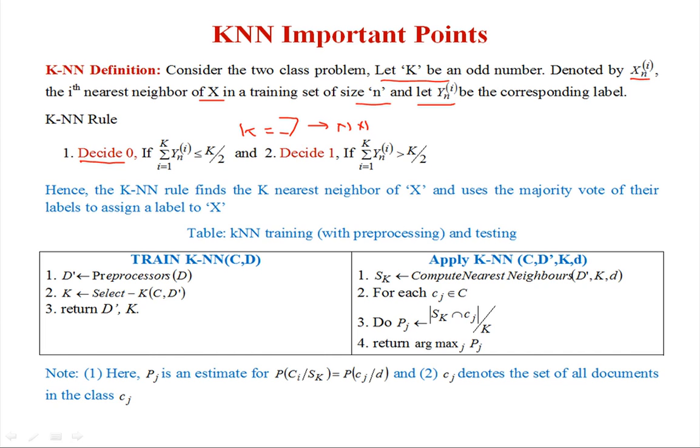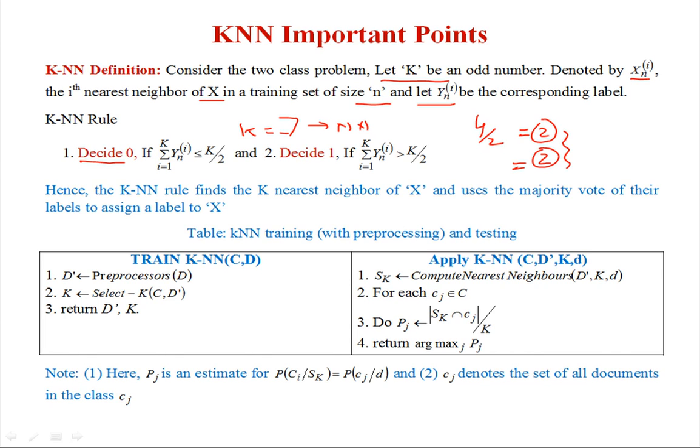Here an odd number is taken just to avoid ties. For example, in the case of an even number, 4 by 2 is equal to 2, then there may be two similar cases, and it creates a decision problem. To avoid such decision problems, we generally consider odd numbers with K nearest neighbor classifiers. So K we generally take as an odd number. Hence the K nearest neighbor rule finds the K nearest neighbors of x and uses the majority vote of their labels to assign the label to x.